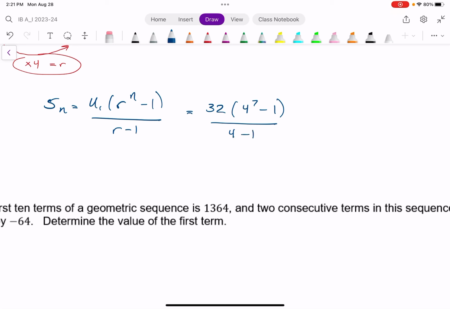And almost the same on the bottom, r minus 1, so 4 minus 1. Again, be careful when you calculate these things. Depends on how confident you are with your calculator, and you want to become confident with your calculator in this course. You should get 174,752.